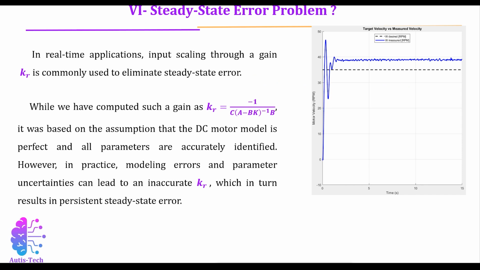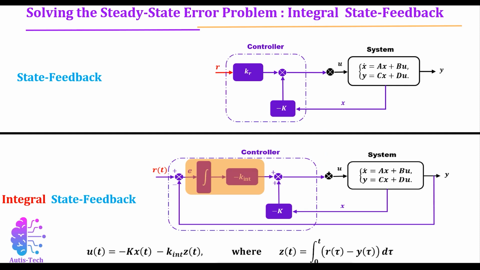While we have computed this gain based on system matrices derived from motor parameters, this calculation assumes an ideal DC motor model with perfectly identified parameters. In reality, modeling inaccuracies and parameter uncertainties can compromise the accuracy of KR, leading to persistent steady-state errors in the real hardware system. To address this limitation, we will explore the inclusion of an integrator in the state feedback controller to enhance robustness and ensure zero steady-state error, even in the presence of uncertainties.